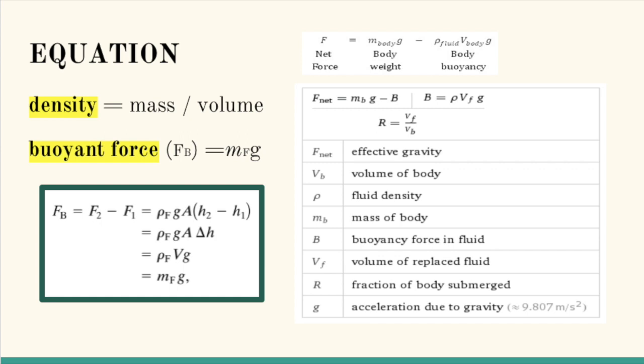When an object is put underwater, the pressure at the bottom of the object is higher than the pressure at the top of the object. Therefore, the net force is going to be upwards. So our buoyant force is density of the liquid times gravity times the volume of liquid displaced, which is the height of the liquid displaced by the object times the surface area of the object.